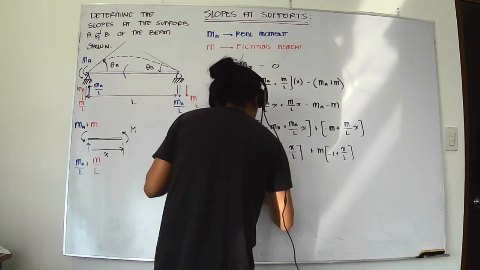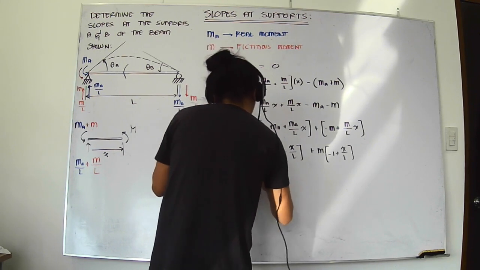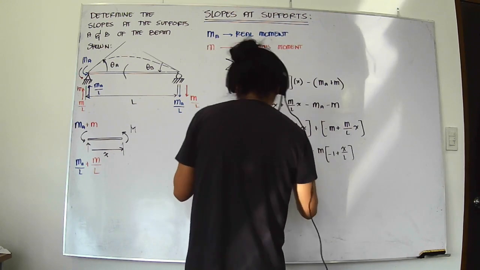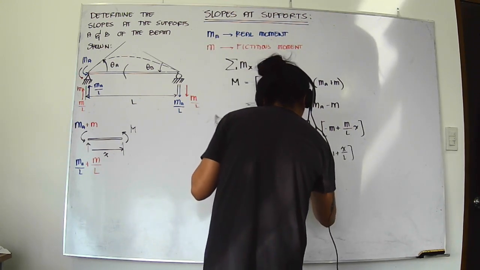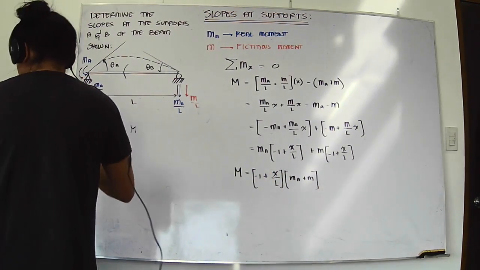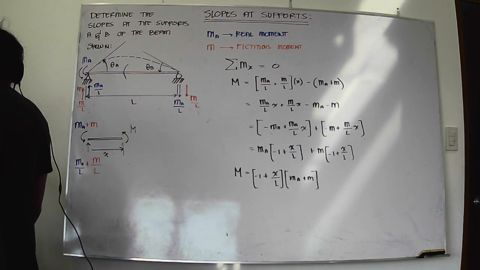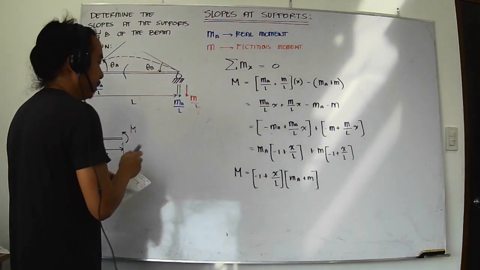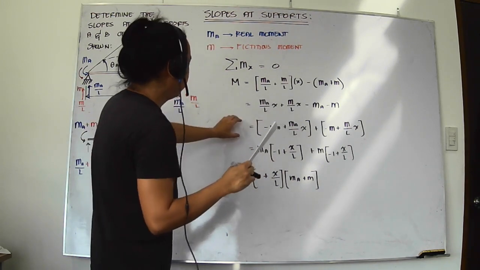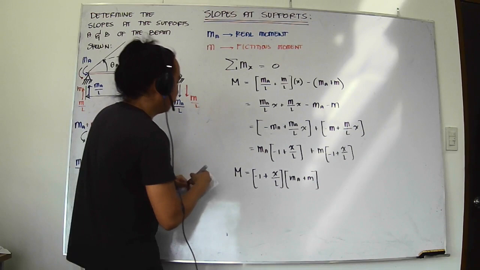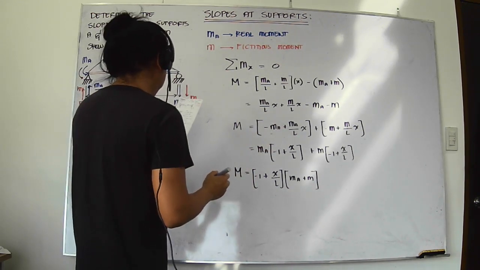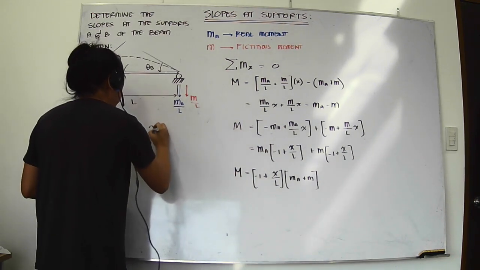M is equal to negative 1 plus x over L, times MA plus M. Something like that. Now I want to go back to the expression. I want to solve for this one.